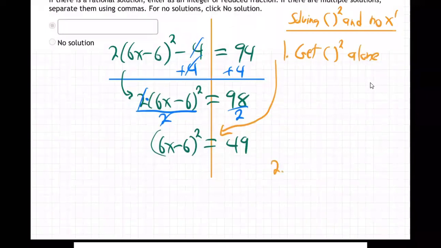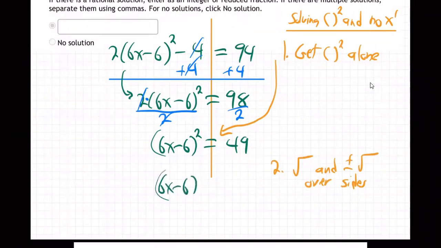step number 2 is we're going to put the root and plus or minus root over the sides. So let's do that. Maybe I'll do that in the next step here to show you. So I'm going to come in here and go, okay. Root, and plus or minus. Got to put plus or minus.